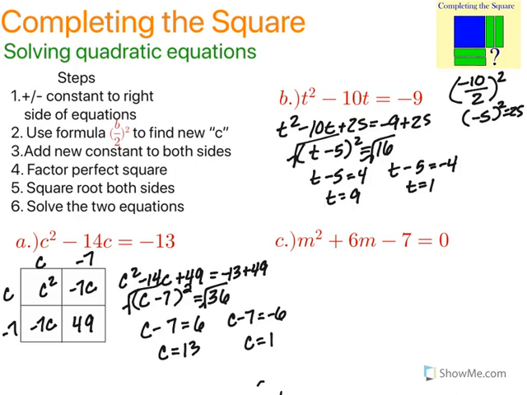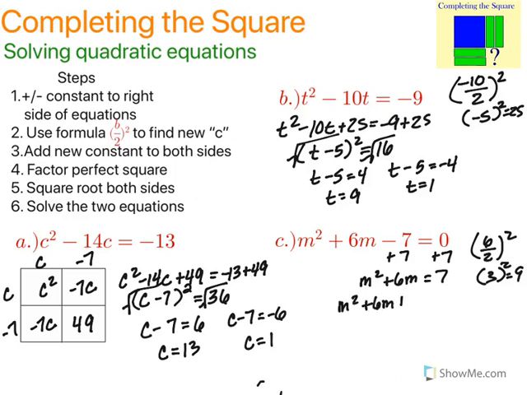Let's move on to c. So here we have m squared plus 6m minus 7. Again, my first step is going to be to add this constant to the right, so I'm going to get m squared plus 6m is equal to positive 7. Our next step is to find our new c using the formula (b divided by 2) squared. So b in this case is 6. 6 divided by 2 squared, that's 3 squared, which is 9. So I'm going to add that new constant to both sides of my equation. So I'm going to have plus 9, 7 plus 9.